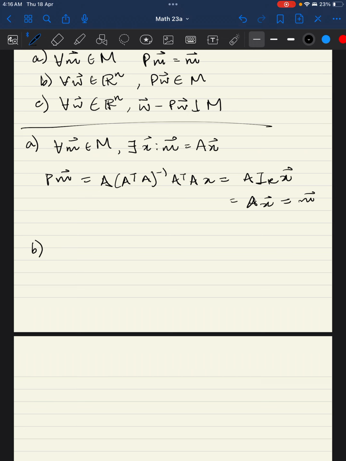Alright. So for part B, we have to prove that for some vector in R^n, if we apply the projection matrix to that vector, the resultant is something in M. So for all W in R^n, start off with PW is equal to A (A^T A)^{-1} A^T W, which is equal to Ax, for some x.